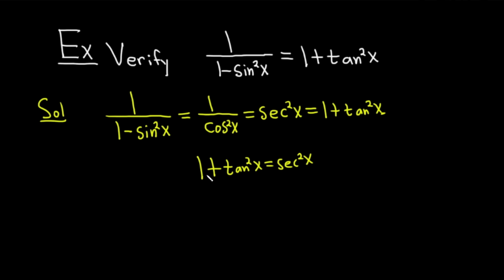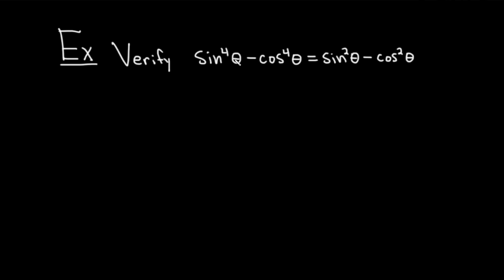Let's go ahead and do one more. Verify sine to the fourth of theta minus cosine to the fourth power of theta equals sine squared of theta minus cosine squared of theta. Let's go ahead and work through its solution. Let's start by using the left-hand side because it does look more complicated.